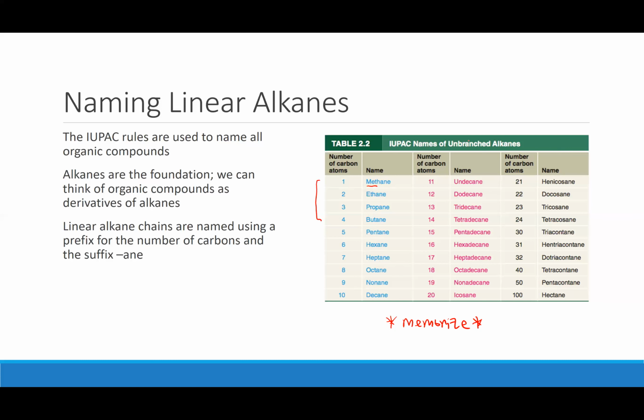So all of these in this table here are single bonded. That's why they say unbranched alkanes. Alkanes, ane meaning single bonded. So methane is a carbon with single bonds. Ethane is 2 carbons with single bonds, and so on.